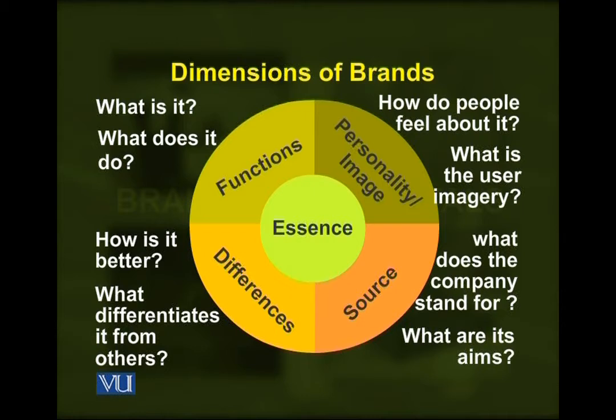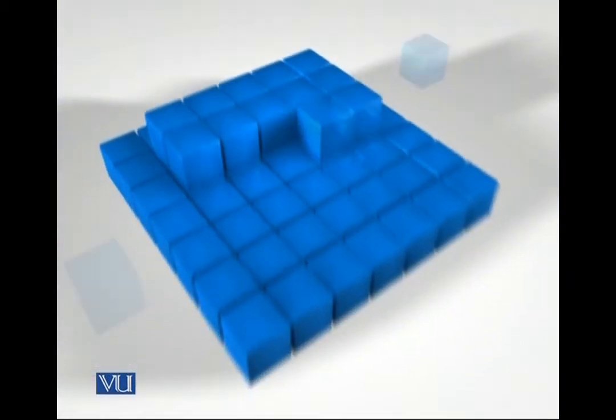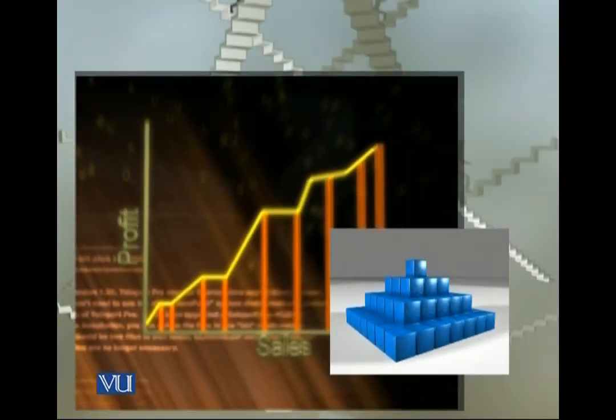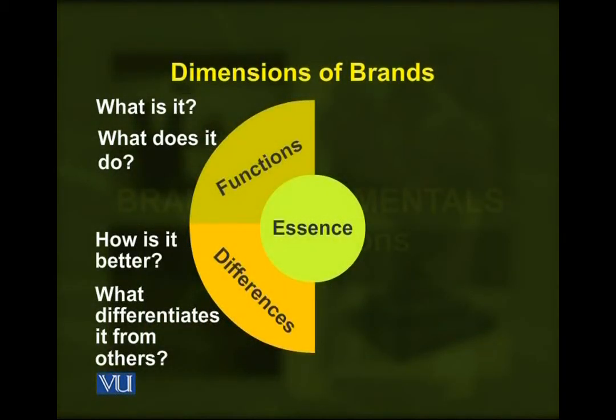First of all, we have functions. What are the functions? What it means is what the brand is, what it does to consumers, what it is meant for, what the features are, and what need it satisfies. So a clarity about the functions of the brand which you are introducing or which you are working on in order to maintain and sustain is one of the aspects of brand dimensions. Number two is differentiation.